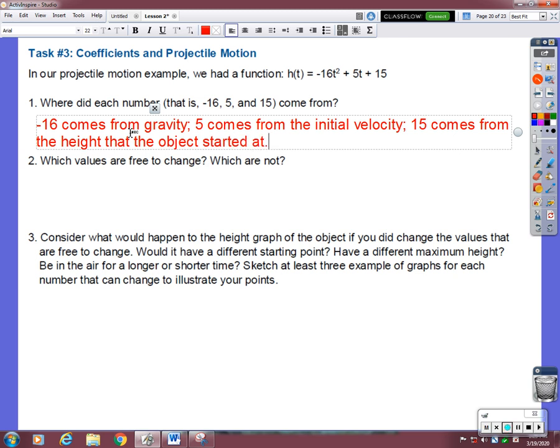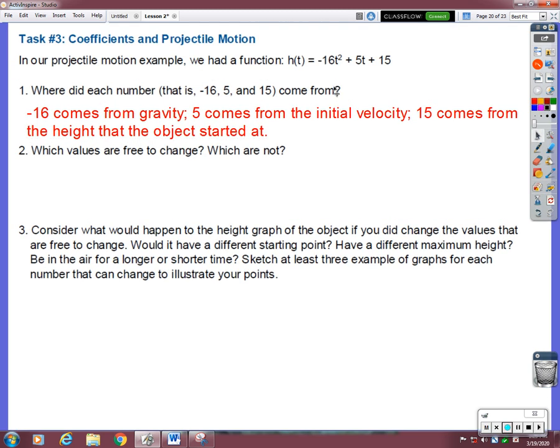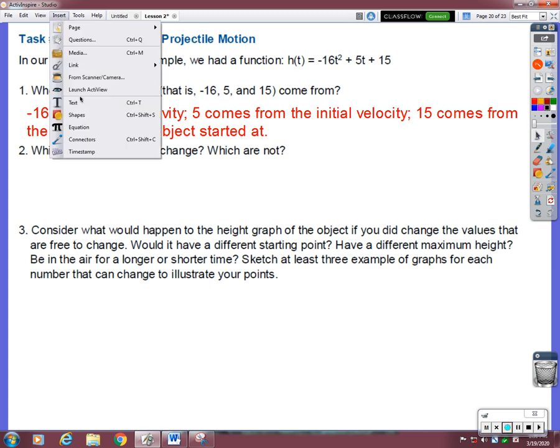started at. Okay, so in this equation here, which we're going to talk about quite a bit, that is for projectile motion. So that's if you throw a ball or something, or launch a rocket or something through the air. That's an equation that you can use to track its path. The -16 is from gravity, because gravity is pulling things down. The 5 means that the initial velocity is 5 feet per second, and the 15 means that the object was thrown at a height of 15 feet.